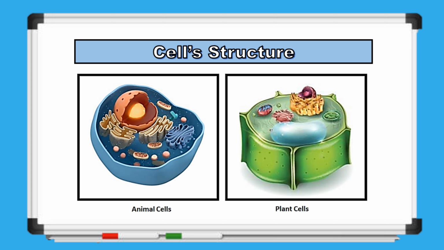The general diagram of an animal cell illustrates a typical animal cell with various organelles, including the nucleus, mitochondria, endoplasmic reticulum, Golgi apparatus, lysosomes, and cell membrane. In comparison, the general diagram of a plant cell shows organelles such as the nucleus, mitochondria, endoplasmic reticulum, Golgi apparatus, vacuole, chloroplasts, and cell wall.